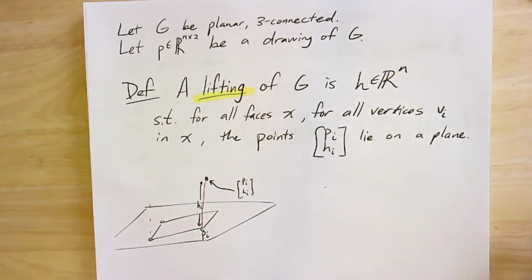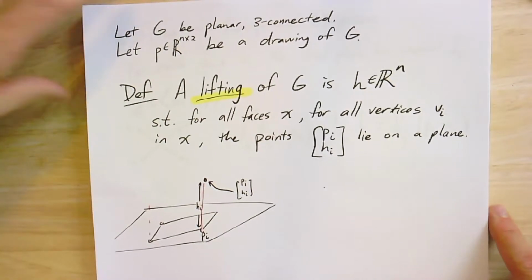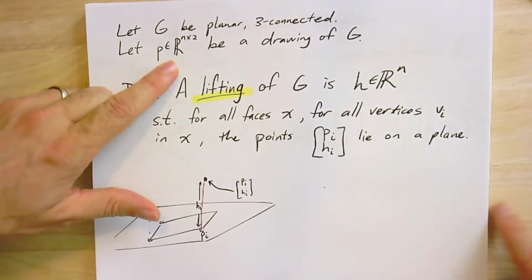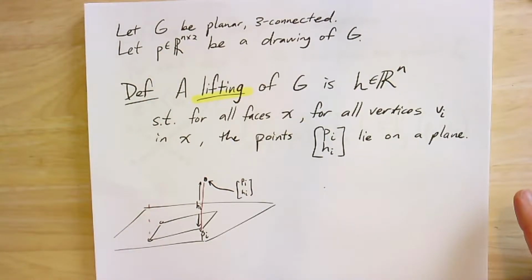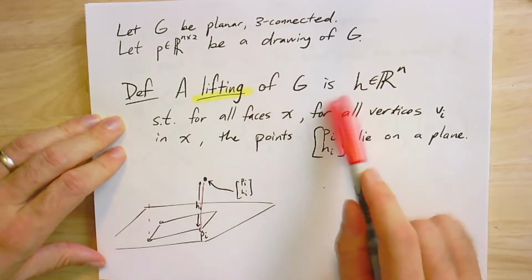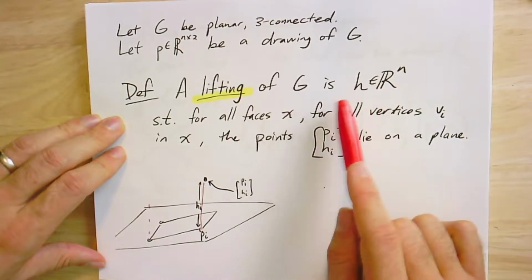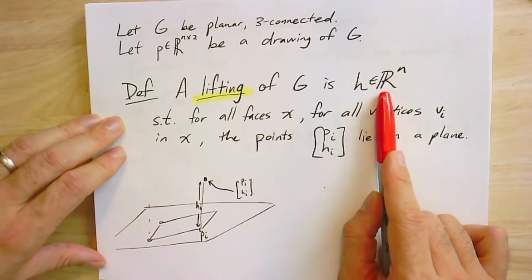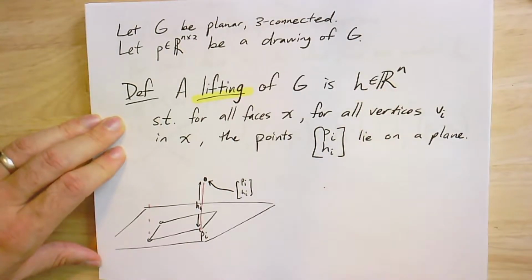All right, so here's the setup. Let G be planar and 3 connected. Let P be a drawing of G. When I say a lifting of G, what I mean is it's going to be a function from the vertices to the reals, or if you like, you can think of it as just a list of n real numbers, which says how high I'm going to lift every vertex.